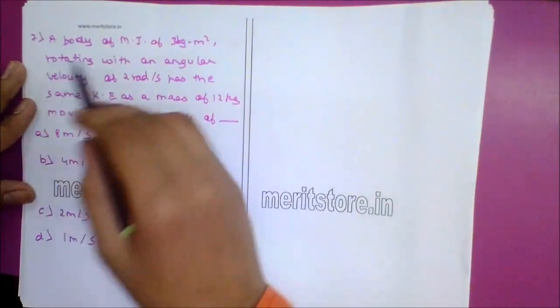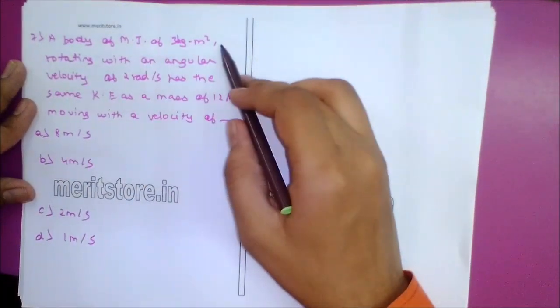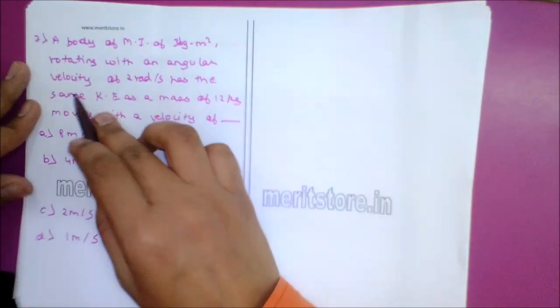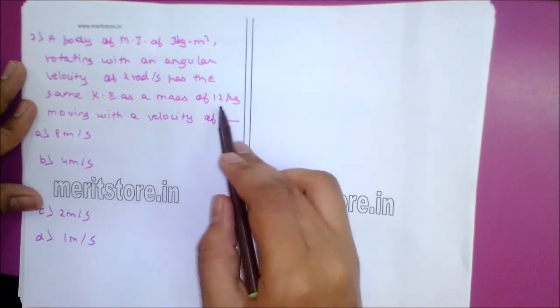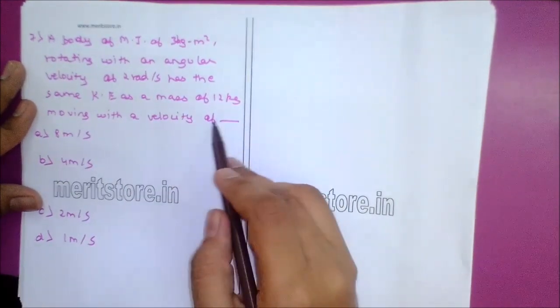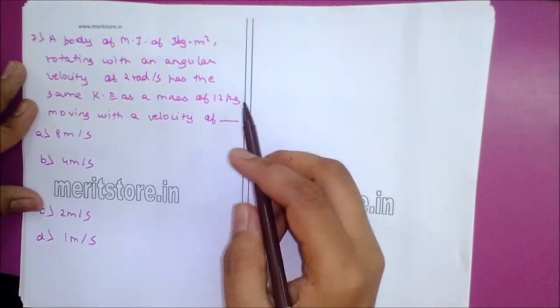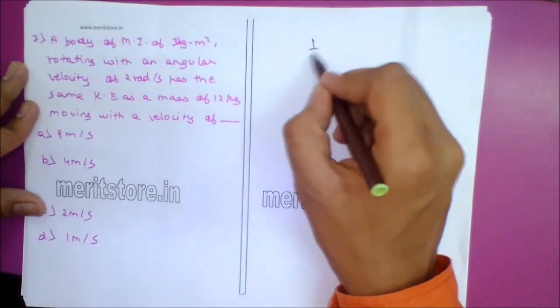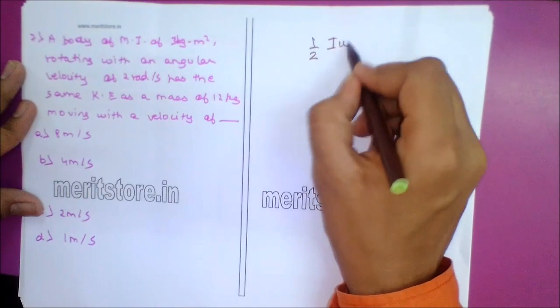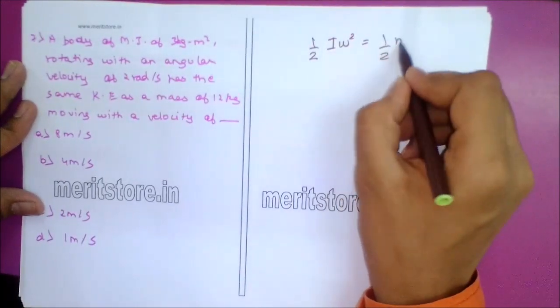Question number 7. A body of moment of inertia of 3 kg meter square rotating with an angular velocity of 2 radians per second has the same kinetic energy as a mass of 12 kg moving with velocity of. Now to solve this question we know half I omega square is equal to half m v square.